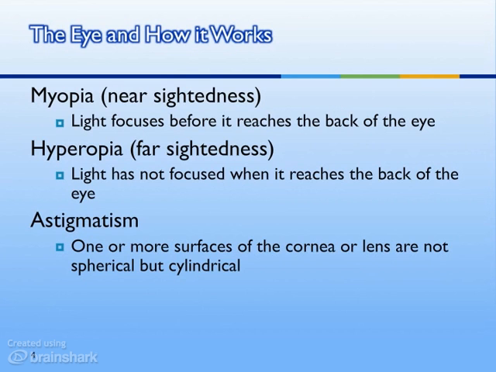Just looking at the different ways that the eye works and the different language that's used when we talk about vision. Myopia is your nearsightedness, so this is when you cannot see things that are far away. And hyperopia is the farsightedness, when you can't see things that are close up. Astigmatism is when one or more surfaces of the cornea are spherical but not cylindrical, which also creates vision issues, and that may create blind spots or any of the other nearsighted or farsighted issues.